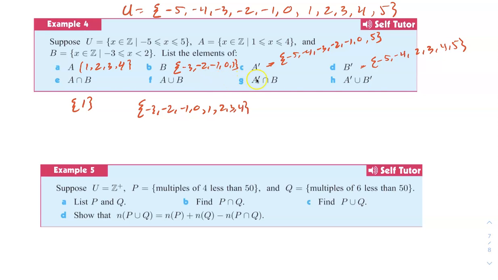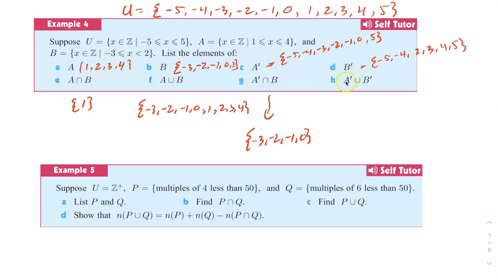Now look, this one looks scarier, but we already have what A complement is. A complement is all this. So it wants to know what's the intersection of all this and B. So here's my B. Here's A complement. It looks like they have in common 0, -1, -2, and -3. Right? That's what A prime and B have in common.